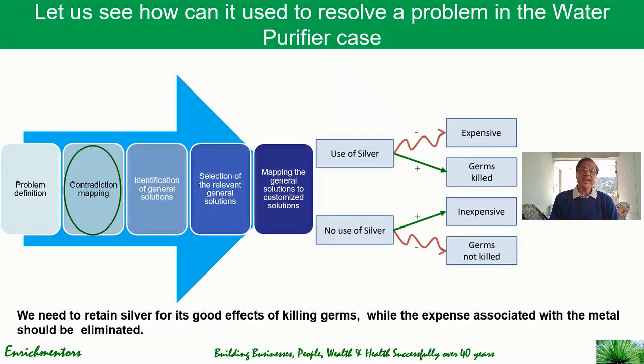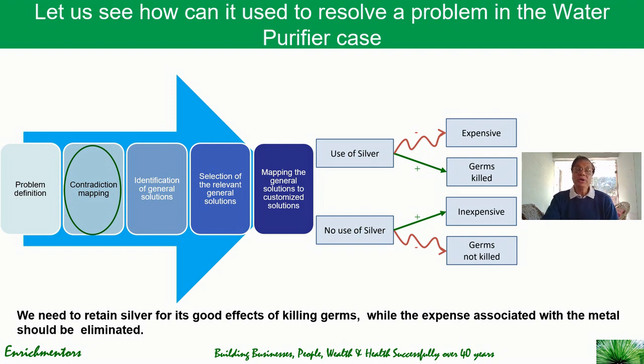Okay. The second step would be to map the contradiction, as you see on the right hand side of your screen, right? So what we see here is if we use silver, the positive thing is that germs are killed, but the not so positive thing is that it is expensive, it increases the cost. And if you don't use silver, the germs are not killed, and the cost definitely comes down. So what we need is to retain silver for the good effects of its germ-killing property, while the expense associated with the metal needs to be eliminated. So that's the contradiction that you need to manage.